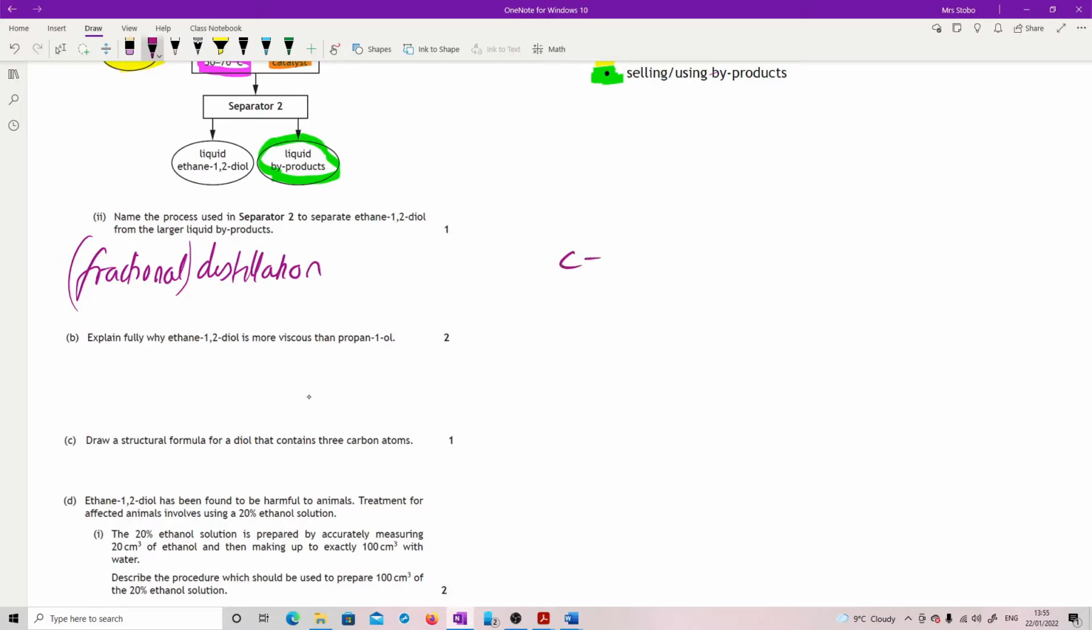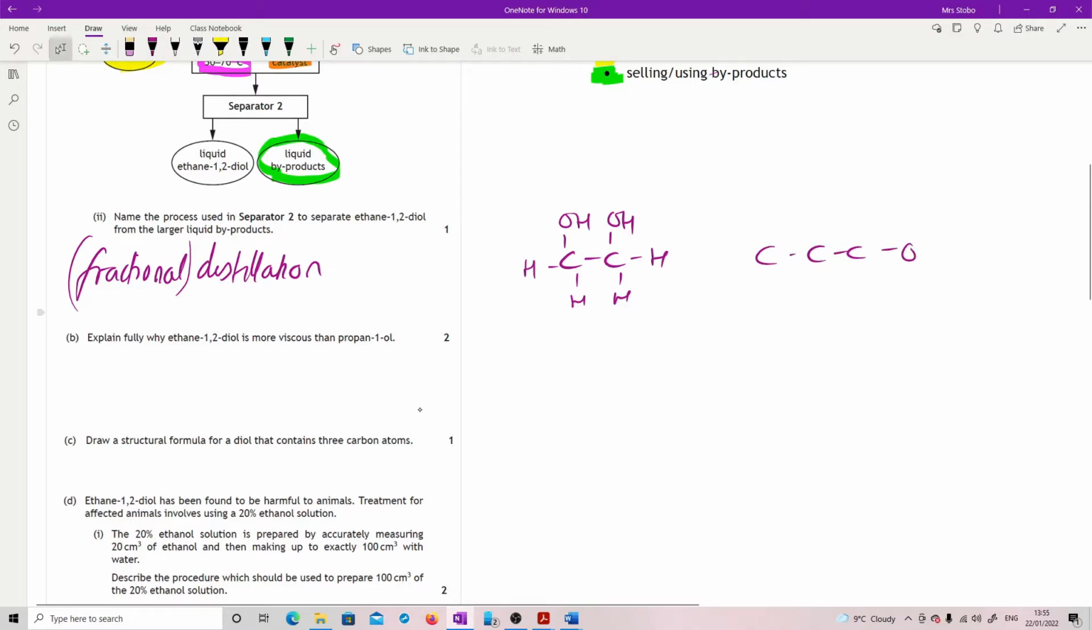Okay, explain fully why ethane 1,2-diol is more viscous, I almost said vicious, than propan 1-ol. Okay, so what we have here is ethane 1,2-diol. And we then have propan 1-ol. Okay, so viscosity is linked to how many connections and how strong those connections are that you make between other molecules.